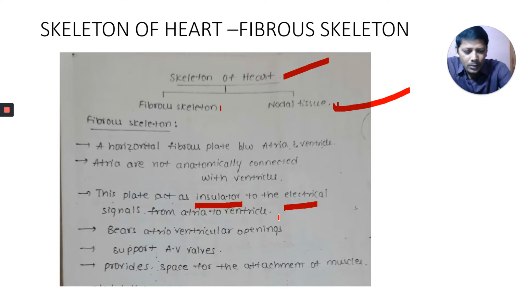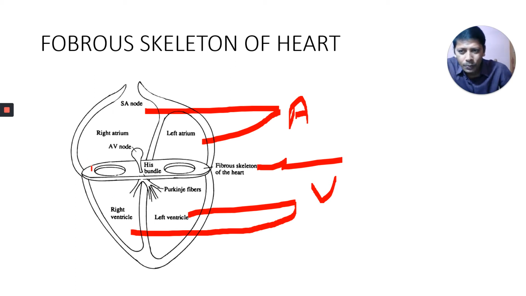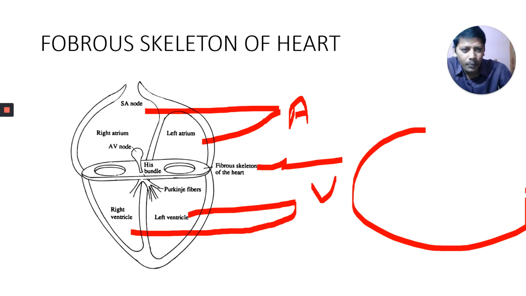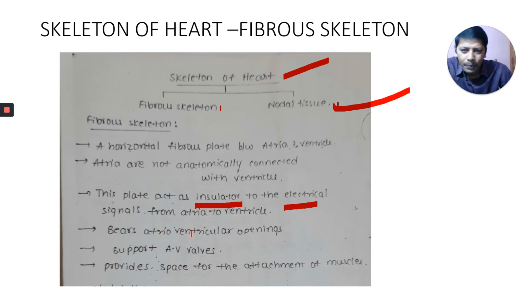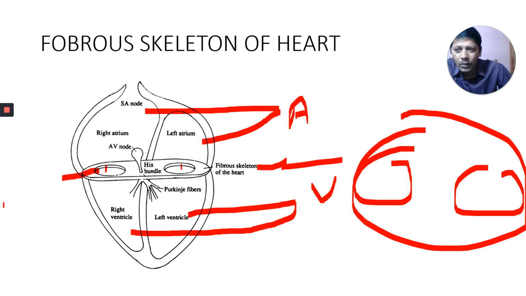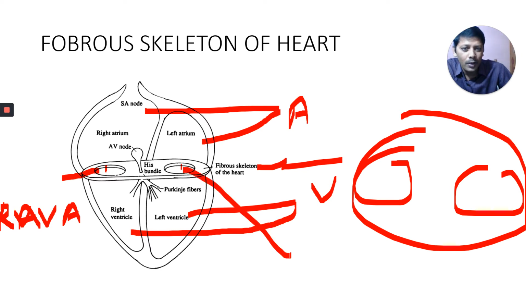If you observe this plate, it has two openings here, one opening here and the other opening here. These are called atrioventricular openings, atrioventricular apertures. The right aperture is called RAVA, the right atrioventricular aperture. The left one is called LAVA, the left atrioventricular aperture.